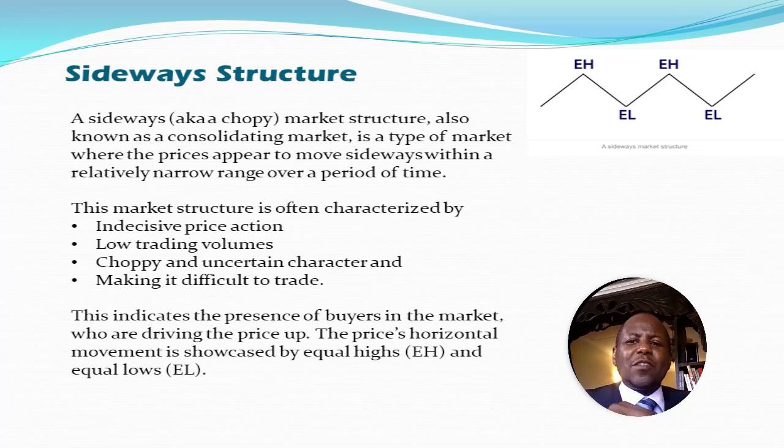Now there's another one called the sideways structure. Here it is. You can see the sideways. It's also called choppy market structure, also known as a consolidation market. It's a type of market where the prices appear to move sideways within a relatively narrow range over a period of time. This market structure is often characterized by indecisive price action, low trading volumes, and choppy, uncertain character, making it difficult to trade. So when you notice that it's a sideways structure and the market is erratic, that's the word I had used in a previous class, this is a market you need to be careful with. Don't engage. You can pause for a while.